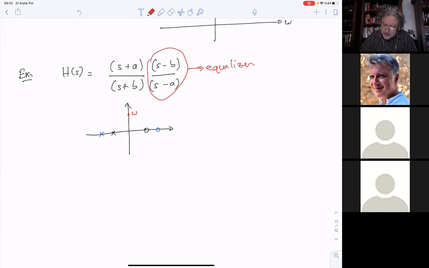So H of j omega will be equal to a constant times 1, which is a constant. So we make it a uniform response filter. We equalized our system to make it an all-pass filter.